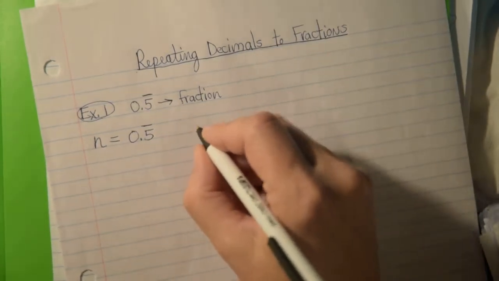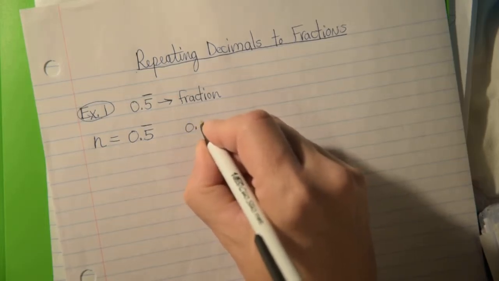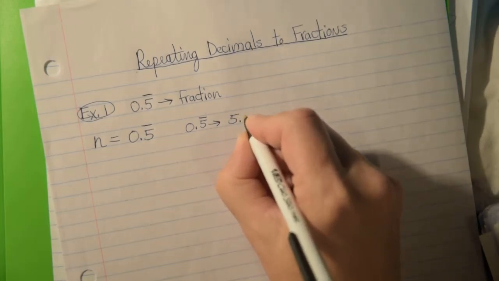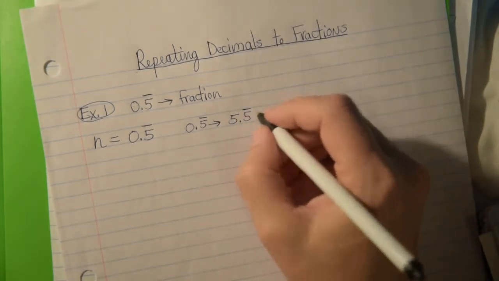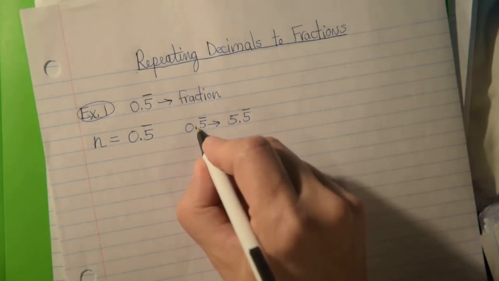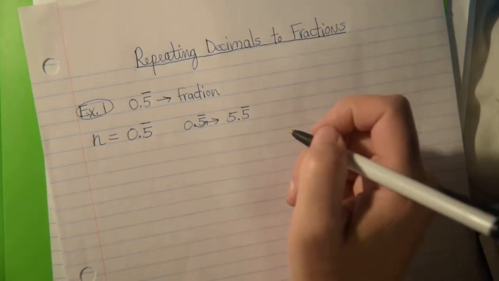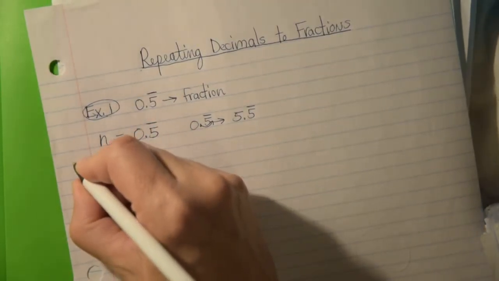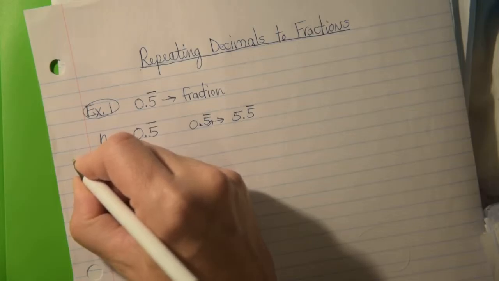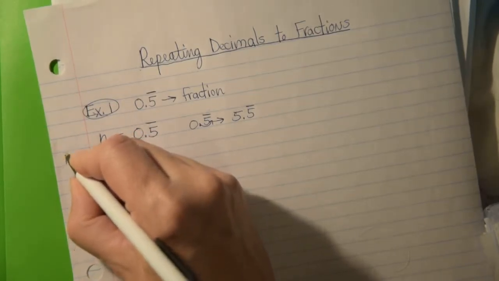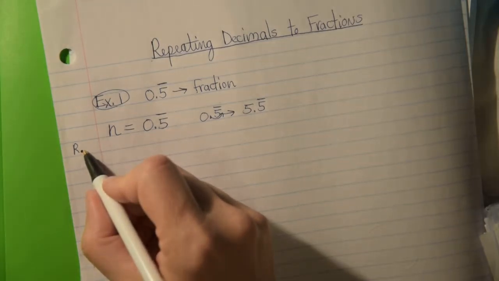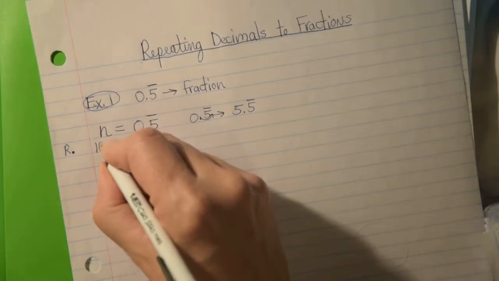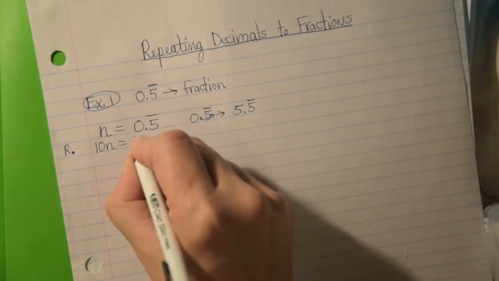Well, I'm trying to do this, 0.5 repeating. I want it to go to 5.5 repeating. So I need to jump my decimal one place to the right, which means I need to multiply by 10. This little symbol here, R point, just means I'm putting the decimal to the right of the repeating unit. So 10n equals 5.5 repeating.